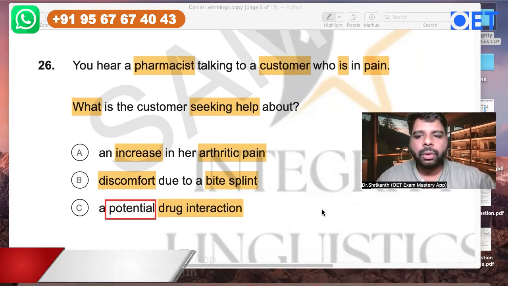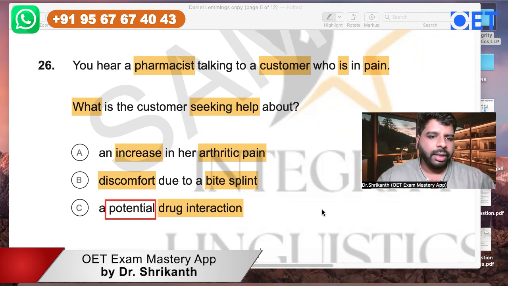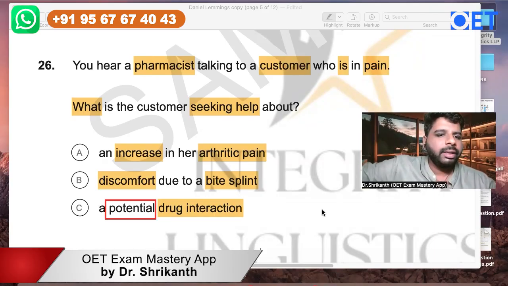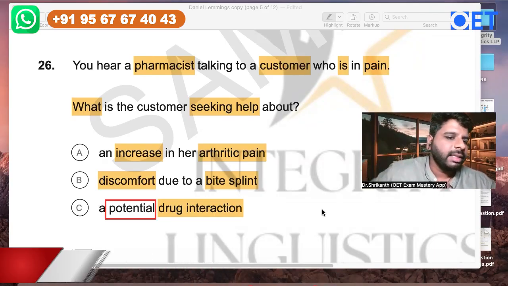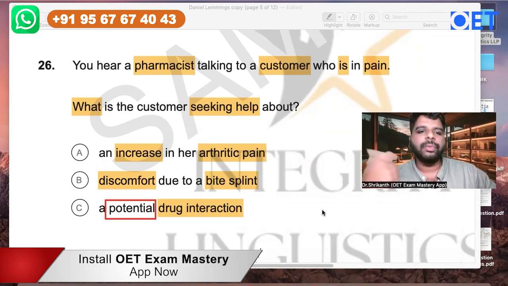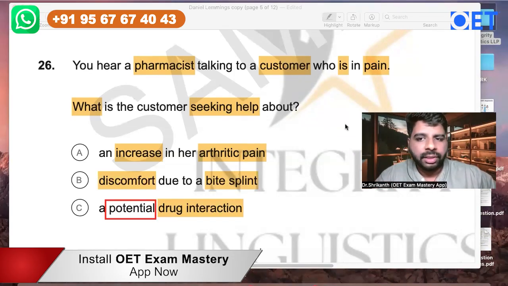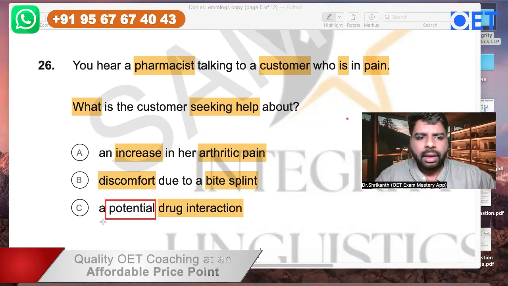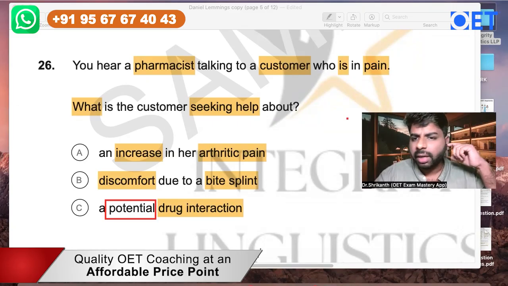Very good, it is going to be future. For example, you have a potential to become the president of India. You have the potential to get grade A in listening, reading, writing, and speaking. So that is future tense. Potential is always future. Potentially it may rain today. So the tense is future. Now, a potential future drug interaction.